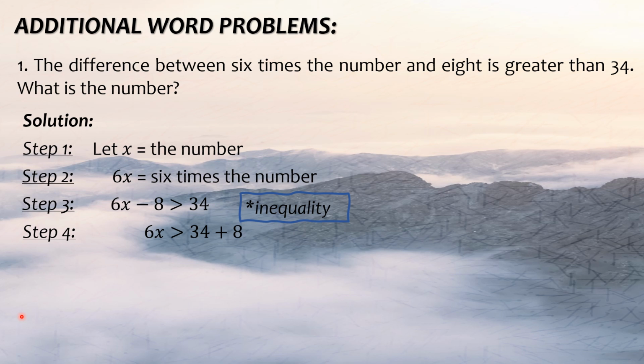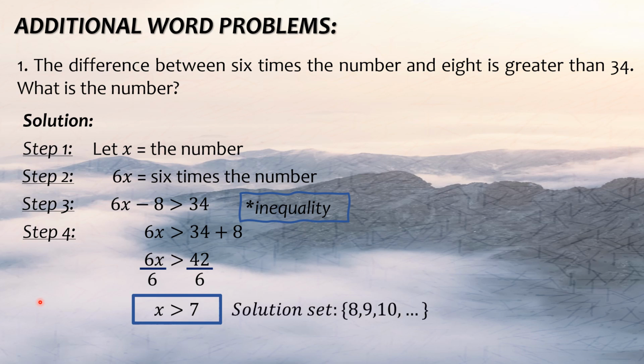6x will be greater than 34 plus 8. Yung negative 8, in-transpose natin sa right side, kaya naging positive. And then simplify, 6x is greater than 42. Divide both sides by 6 for us to get the variable x. So, x is greater than 7. Therefore, the solution set o yung mga possible values of x are 8, 9, 10, and so on. Hindi kasama ang 7 dahil ang ginamit lamang na symbol ay greater than at walang equal sa baba.